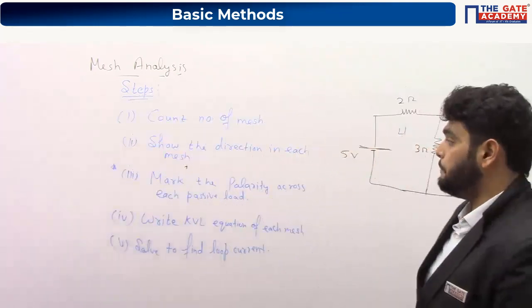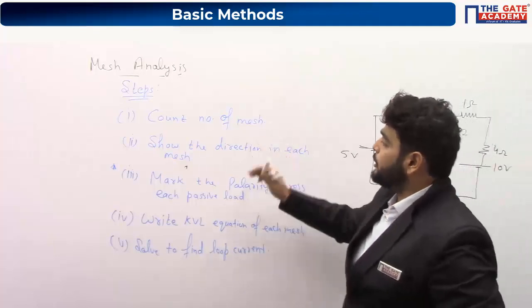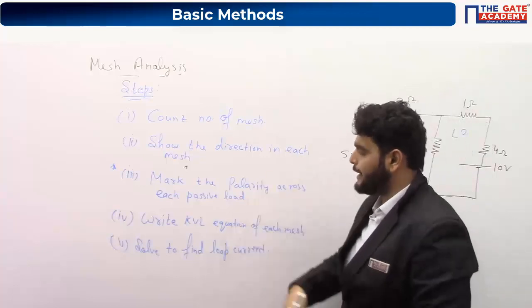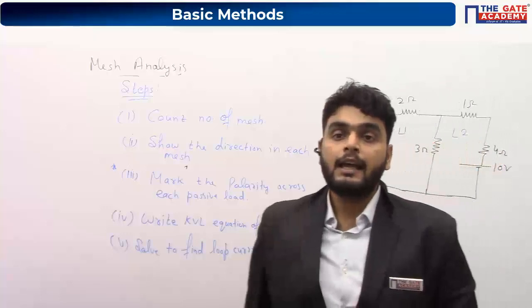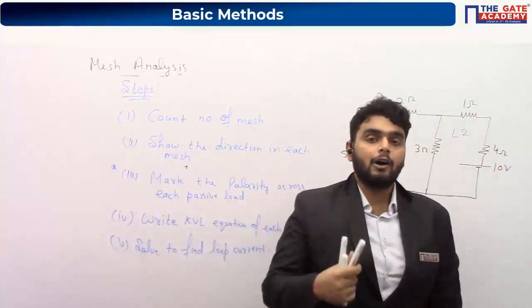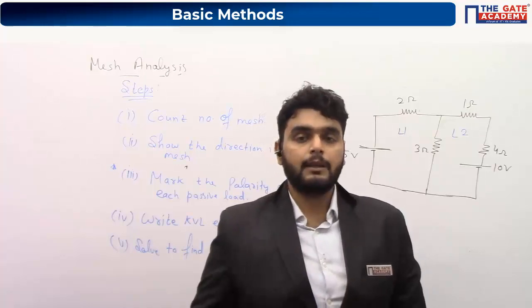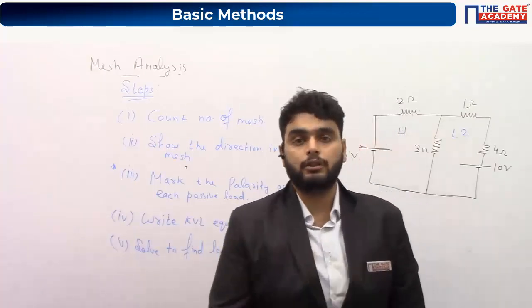So see, one important thing happens here. First of all, these are normal steps. First is to count the number of meshes, show the direction of current in each mesh, mark the polarity across each passive load, and write the KVL equation, then solve it. Now the question arises, how many KVL equations are possible in a circuit? If I am giving you one circuit, then tell me how can we find out the number of KVL equations?